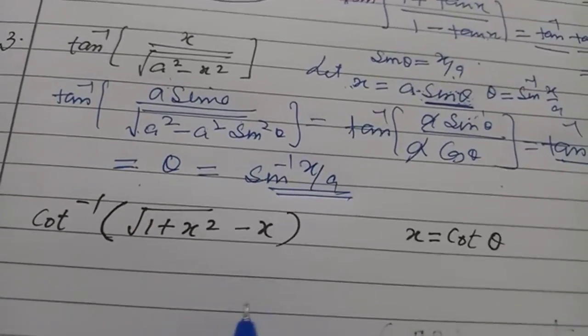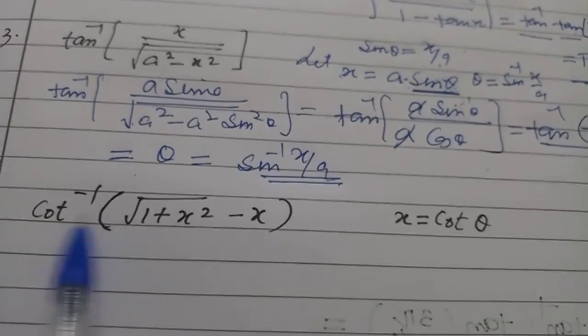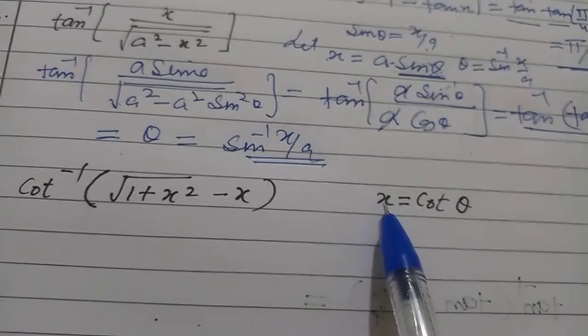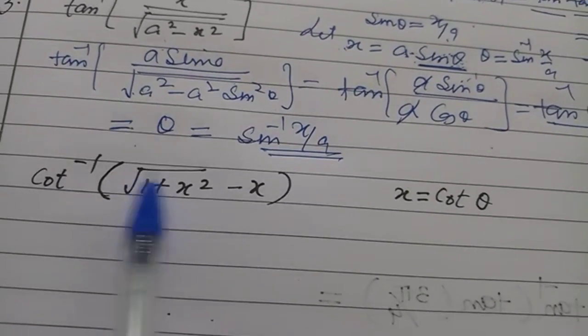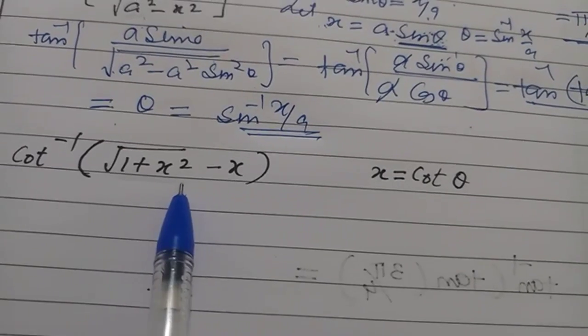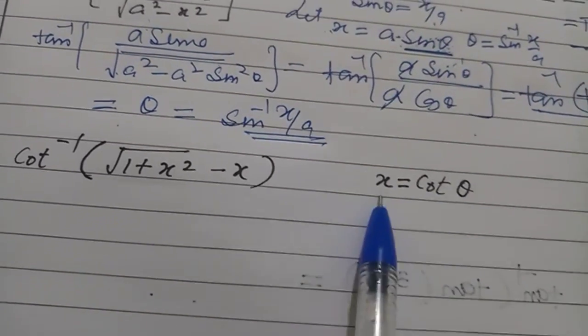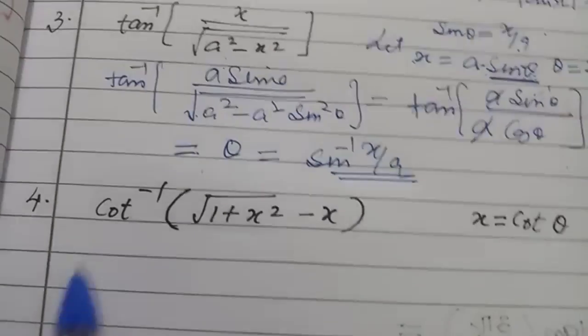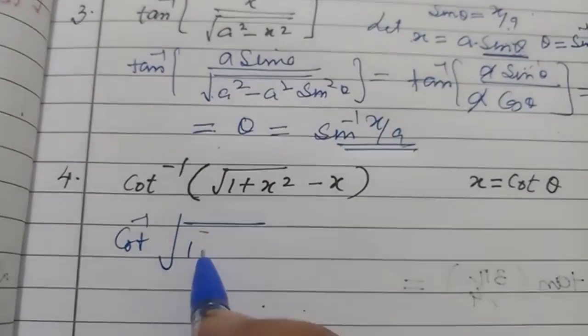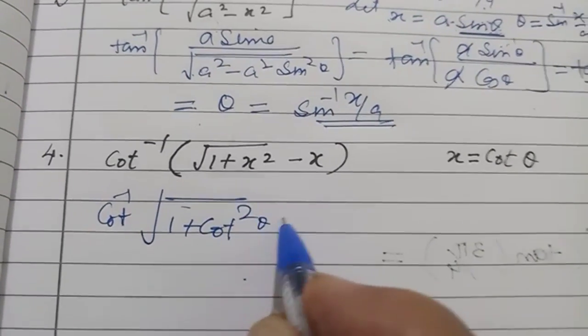Now look at this particular question. Cot inverse of under root 1 plus x square minus x. Because of the under root 1 plus x square, either you can put x equals tan theta or cot theta. So we are trying with cot theta now. Let's put cot inverse of under root 1 plus cot square theta minus cot theta.